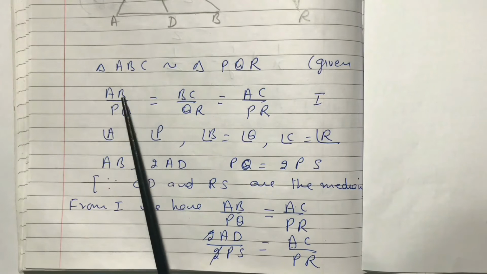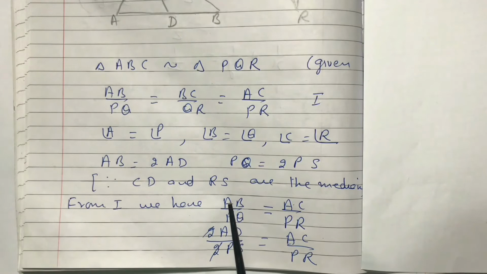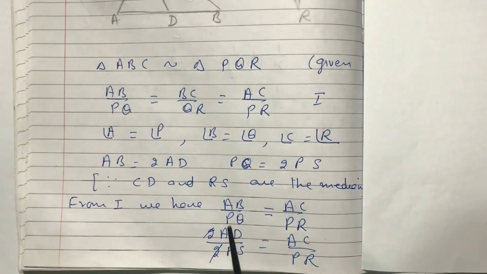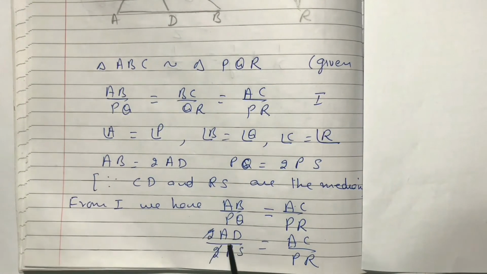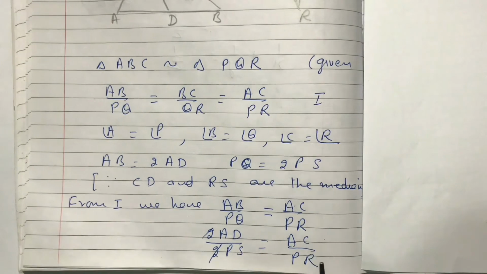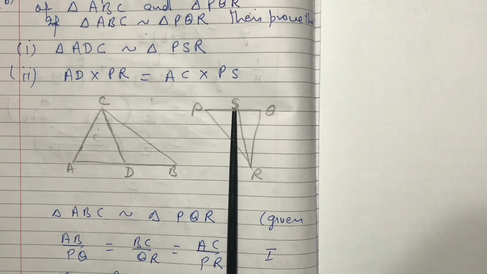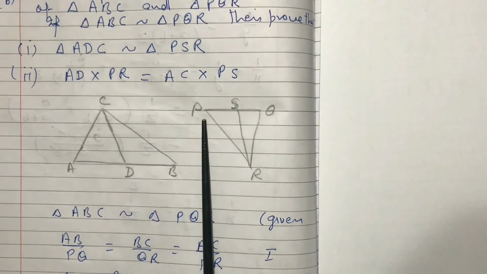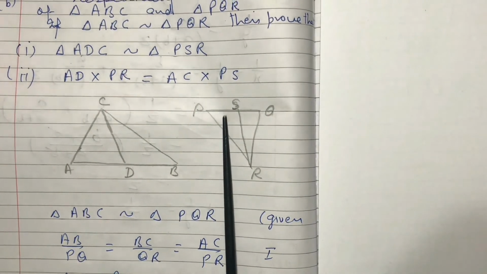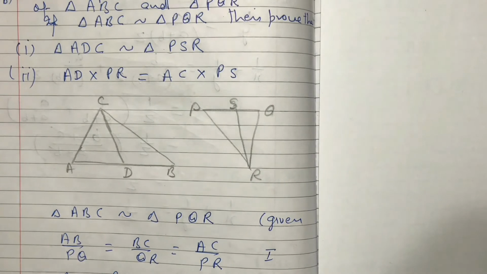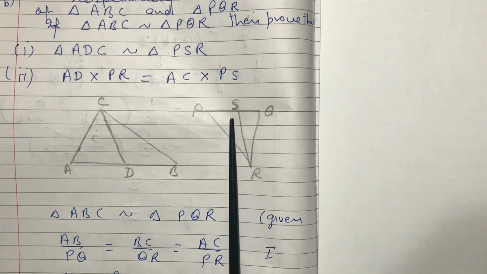Now write AB upon PQ is equal to AC upon PR. AB can be written as 2 times AD and PQ can be written as 2 times PS is equal to AC by PR. 2 and 2 cancelled. So I have AD upon PS is equal to AC upon PR. Now we have AD upon PS is equal to AC upon PR. Moreover, angle A is equal to angle P. This is already given to us. So it means this triangle and this triangle is similar. And this is what we want to prove.